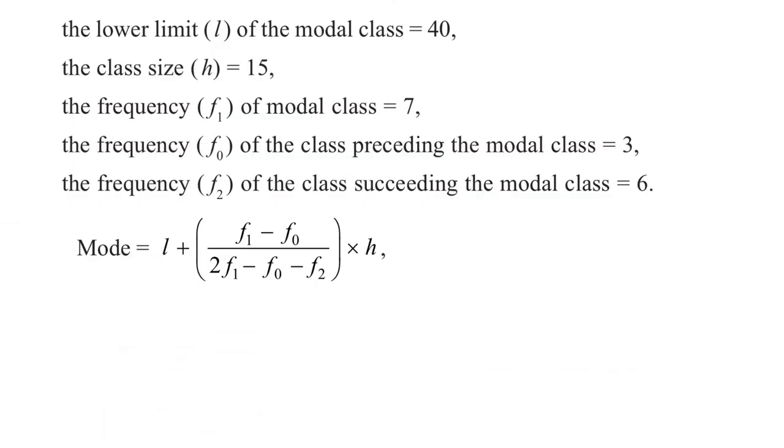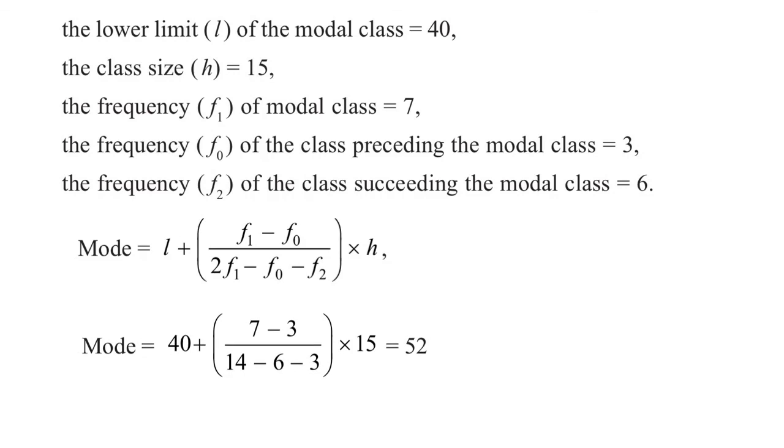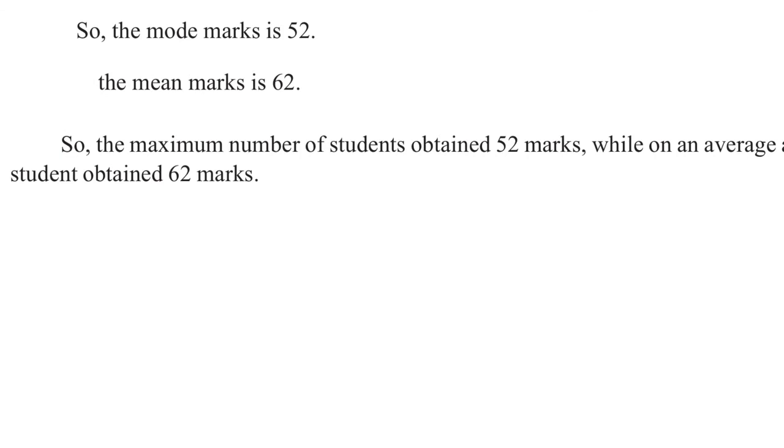Let's do that. Since we know all the values of the variables, we can plug it into the mode formula, and we plug the values of all the variables. The mode we get is 52. So we know the mode, and in our previous videos for the same example we have found out the mean for this table. So let us see what is the relationship between them. So we know the mode marks is 52, the mean marks is 62. So what does it mean? It means that the maximum number of students obtained 52 marks, while on an average student obtained 62 marks.